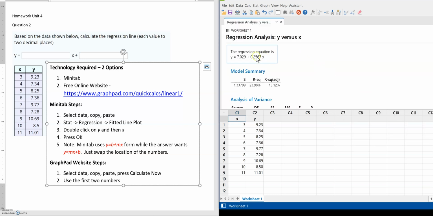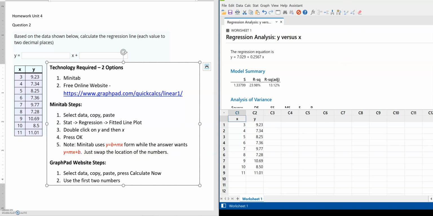Alright, so here's the equation. But we have to be very careful. If you notice, the X is at the right. So the way they wrote their format is y equals b plus mx. So they do y-intercept and then slope. Whereas the question wants you to have the slope first and then the y-intercept. So just swap the location of the numbers.